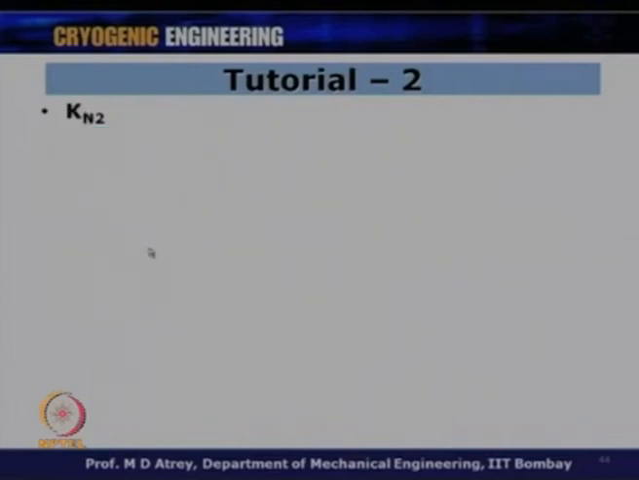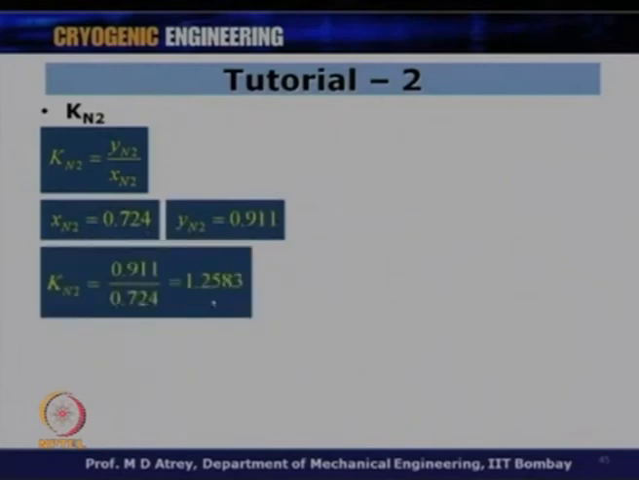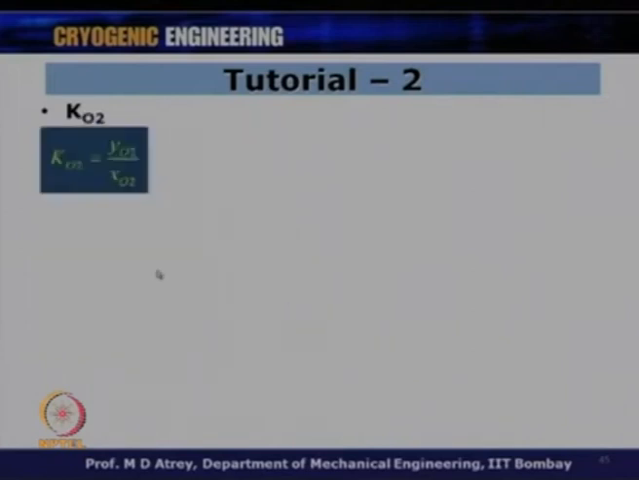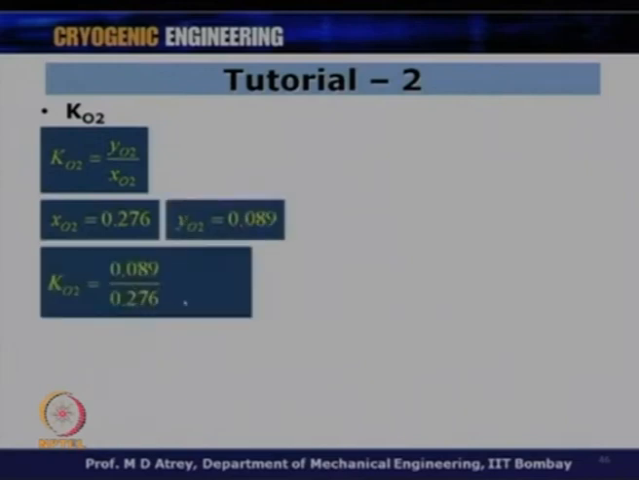I can get the value of K N2 by finding the ratio of y N2 upon x N2, because the definition gives K N2. Putting those values here, K N2 is equal to 1.2583. Understand that K N2 has been computed at 86 Kelvin, which is above its boiling point, and therefore the value of K is more than 1. Similarly, K O2 is 0.089 upon 0.276, which is 0.3224. Again, K O2 is computed at 86 Kelvin, which is less than its boiling point, and therefore it is less than 1.